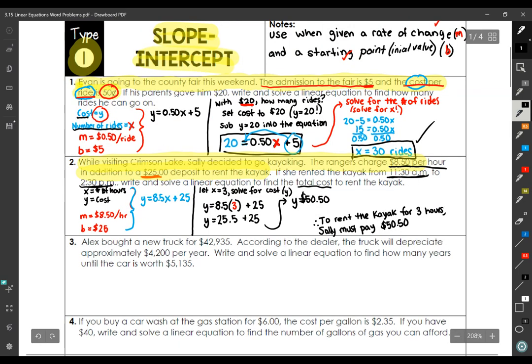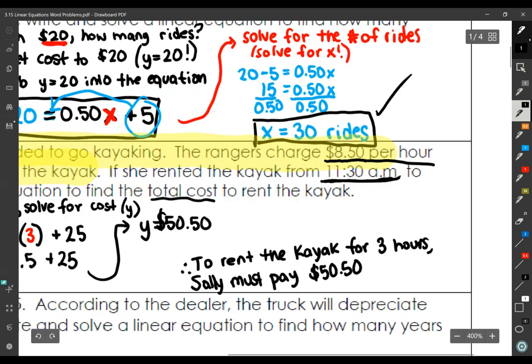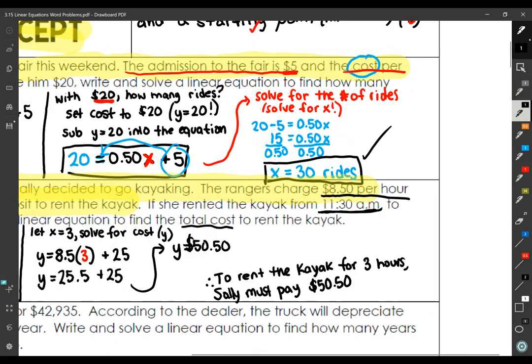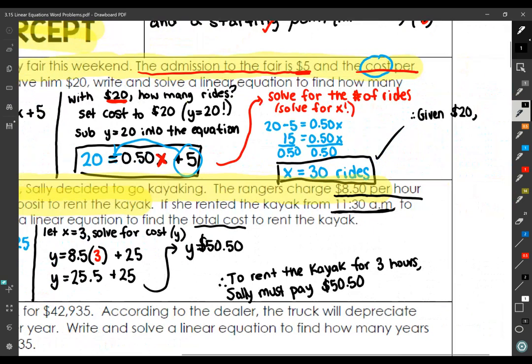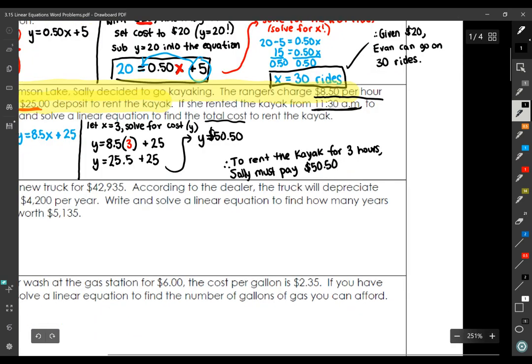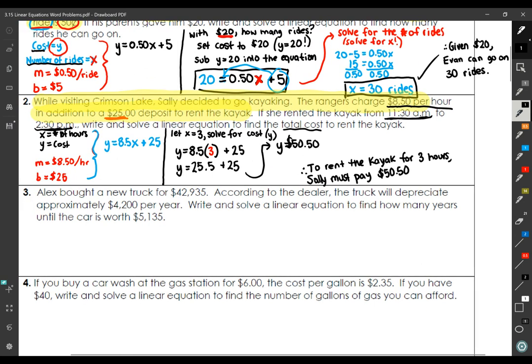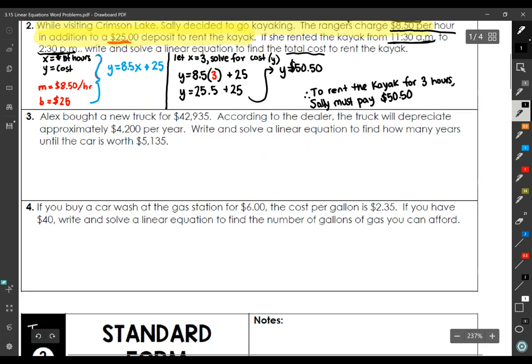There you go. Oh, we didn't write a concluding statement for the first one, kind of because I ran out of room, but we would write a concluding statement. So for the first question, therefore, given $20, what's his name again? Evan. Evan can go on 30 rides. There we go. I just forgot to do that. Okay, so that is example 2. And keep going till you get the hang of it.